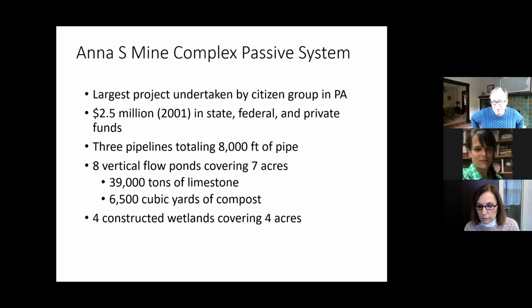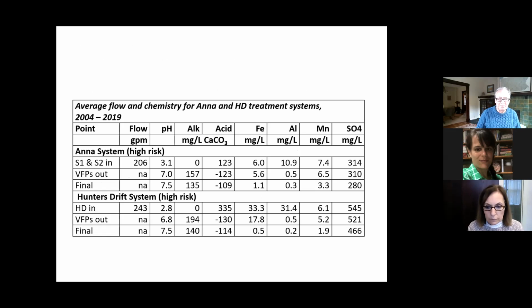That we had to pipe the water to the treatment systems because those benches were not located right next to the sources. So we had to get the water to them. A lot of pipe, as you can see, a lot of materials. 39,000 tons of limestone. We bid that out separately in order to get the best price we could on that. And 6,500 cubic yards of spent mushroom compost and 4 acres of wetlands.